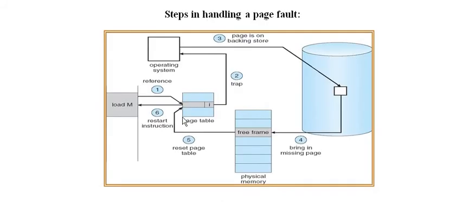I think now it is clear how we will come to know whether a particular page or information is there in the main memory or not. Now, if a page fault occurs, what has to be done? A page fault is nothing but the required information not being there in the main memory. It has to be brought from what we call secondary memory.